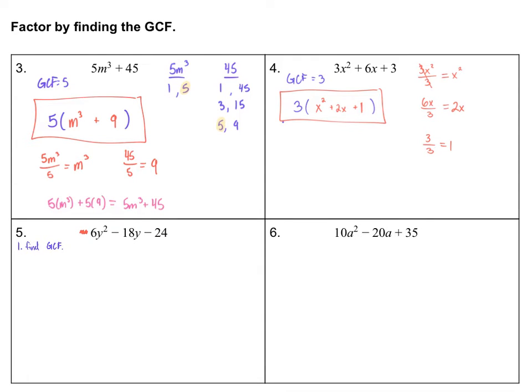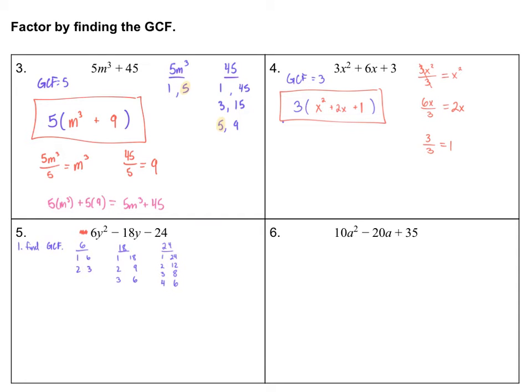All right, so let's look at 6. Those factors: 1 and 6, 2 and 3. Let's look at 18. I have 1 and 18, 2 and 9, 3 and 6. Now let's look at 24. 1 and 24, 2 and 12, 3 and 8, 4 and 6.